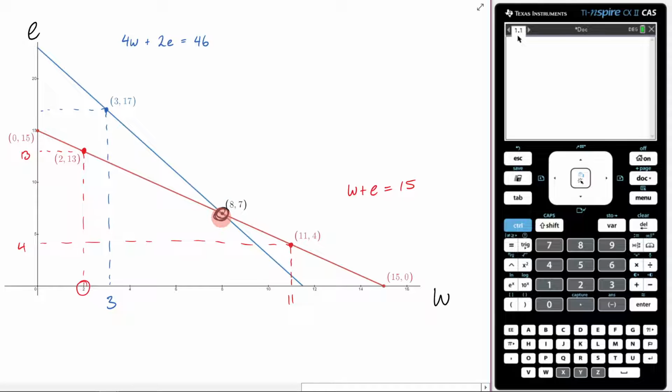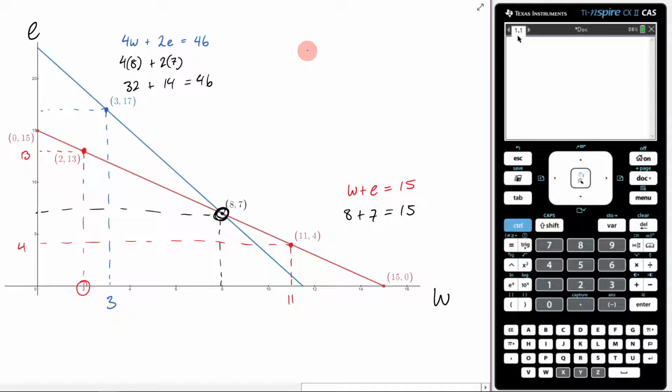So at this point right here, do you see when I put this point in, 8 and 7, it's true for both of these equations. And we can see this in action. If I have 8 wombats and 7 emus, that's equal to 15. And then over here, if I put an 8 into my wombats and a 7 into my emus, 4 8s are 32, plus 2 7s are 14, that is equal to 46. So we have just found our answer.